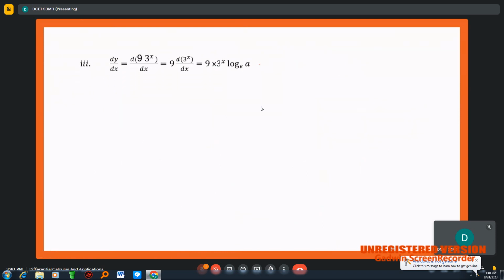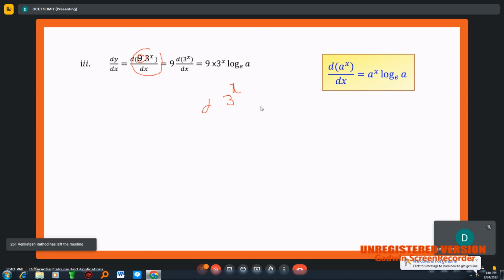Third one. Differentiation of 9 into 3 to the power of x. Here, 9 is a constant, so we are applying the constant rule. That is 9 into differentiation of 3 to the power of x divided by dx. 9 is a constant. What is the differentiation of 3 to the power of x? For this, 3 is a constant, right?